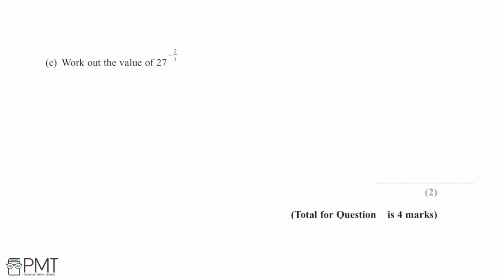So now finally, I'm asked to work out the value of 27 being raised to the power of minus 2 over 3. Now this question's worth 2 marks here, so it's going to require a bit more thought and calculation than the previous parts, because we're raising the number to a more complicated power here. So again, I'm going to start by thinking back to my laws of indices, my power laws, and working out a way of simplifying this down so that I'm not raising 27 to such a complicated power.